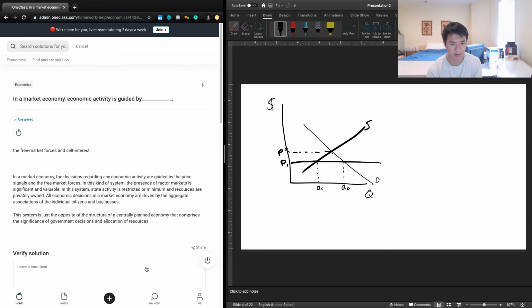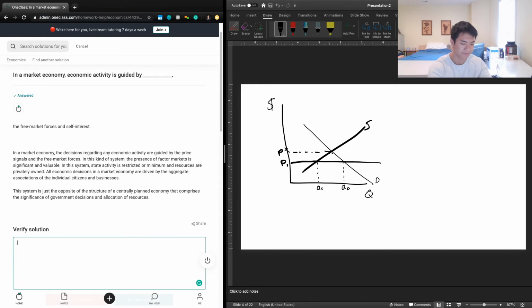In this kind of system, the presence of factor markets is significant and valuable. State activity is restricted or minimum, and resources are privately owned. All economic decisions in a market economy are driven by the aggregate associations of the individual citizens and businesses. The system is the opposite of a centrally planned economy that comprises the significance of government decisions and allocation of resources, right? And so, again, drawing that line between what is the market economy and what are other forms of economies that are not the market economy. And so we're going to be pretty clear on that, and this is a pretty clear answer choice here.